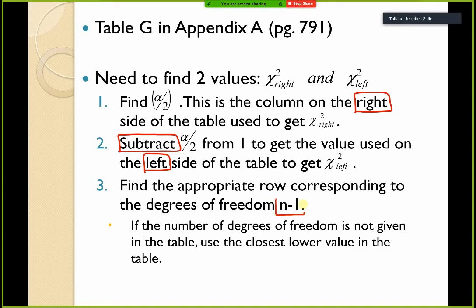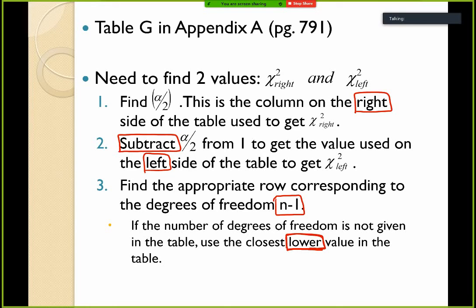So we've got our n minus 1 for degrees of freedom. And then we'll also take a look at this when we get to table G. It says if the number of degrees of freedom is not given in the table, use the closest lower value in the table. I know this is all filled in on your sheet, but you're using the closest lower value. So if my degrees of freedom is 57, and I only have a choice between 50 and 60, I'm going to go with 50. You always go lower on the table. We will look at table G. I'll bring it up on my screen in just a minute for you.